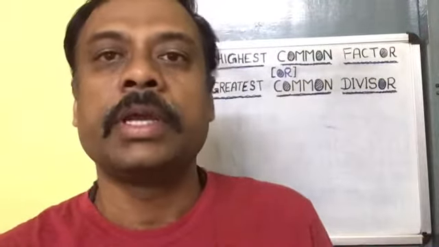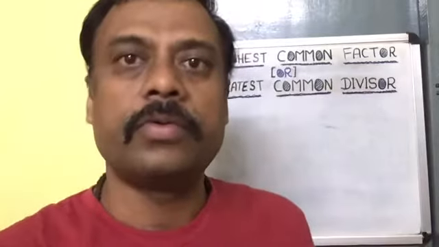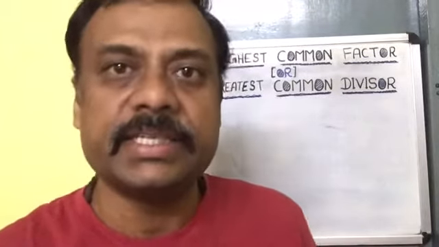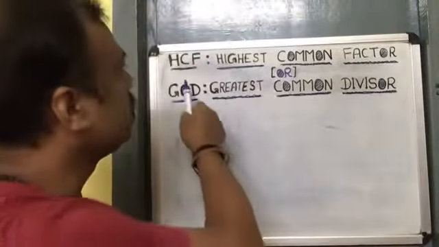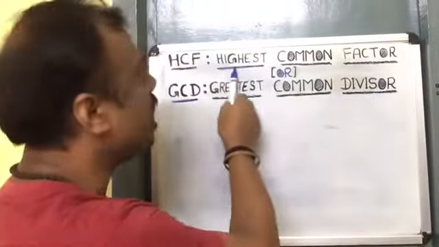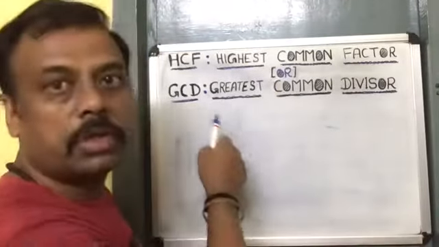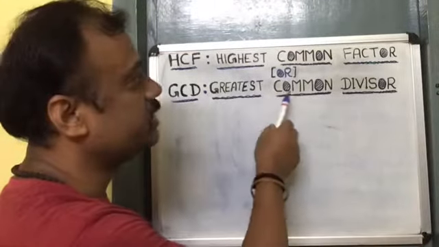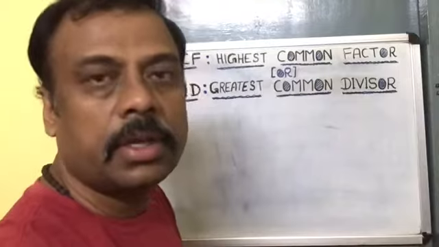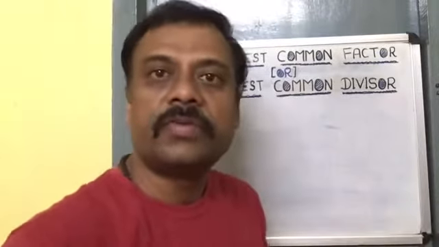Hello everyone. Today we will talk about HCF, whose other name is GCD. As you know, the full form of HCF is highest common factor, and it is also called GCD, greatest common divisor. Let us write the definition of HCF.